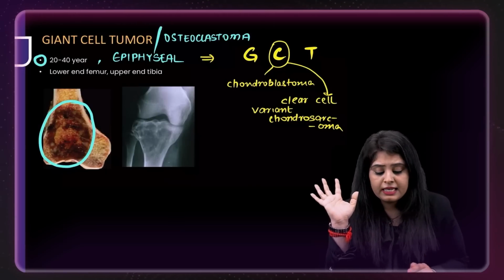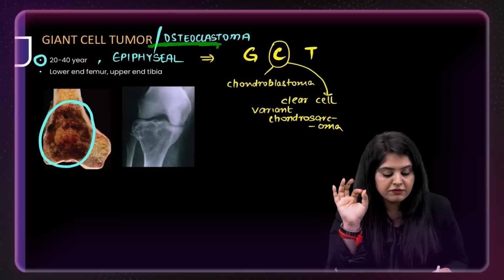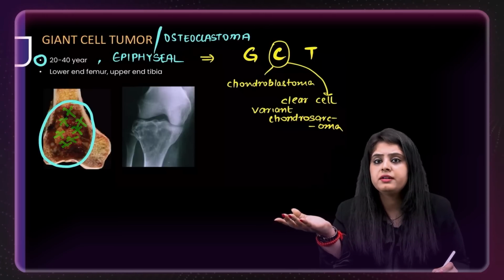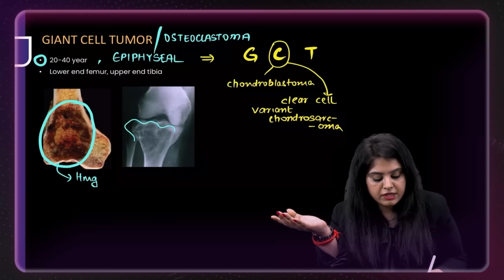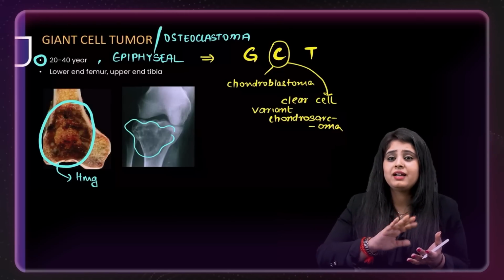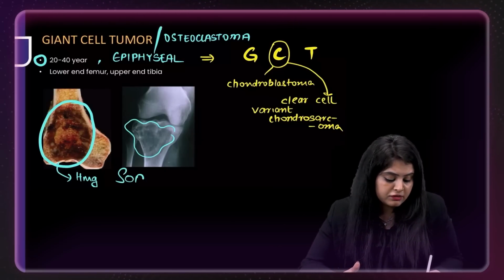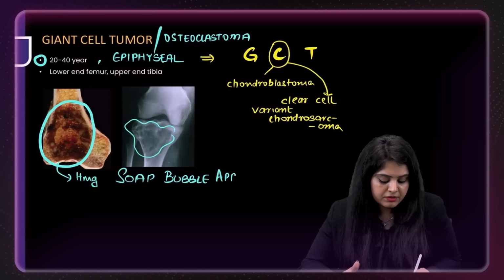Nothing to mug up. It is osteoclast. Osteoclast is the cell that breaks the bone. If the bone is broken everywhere, of course there's going to be a lot of blood. So that is the reason there is so much hemorrhage. And when you look at it radiologically, why is it looking all black? Because there's a lot of blood present. And this is known as the soap bubble appearance.